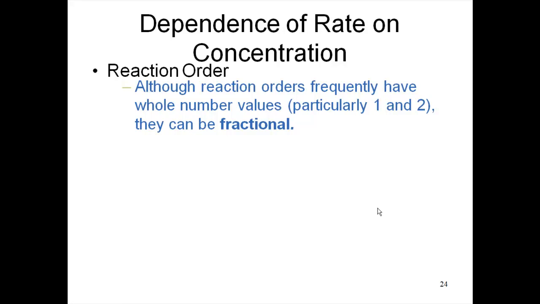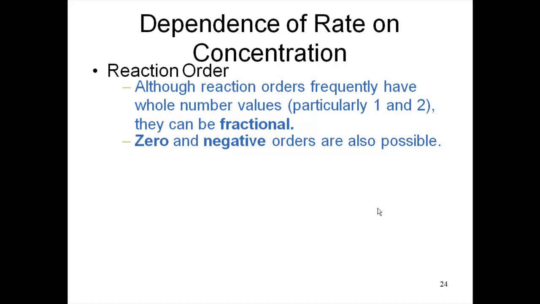Reaction orders frequently have whole number values, particularly 1 and 2, which we run into a lot when we're doing our calculations in lecture. They can also be fractional. There also can be 0 and negative orders as well. They are also possible. 0 is a little bit more common, as we're going to see as we work problems.